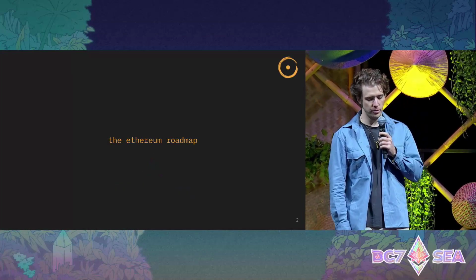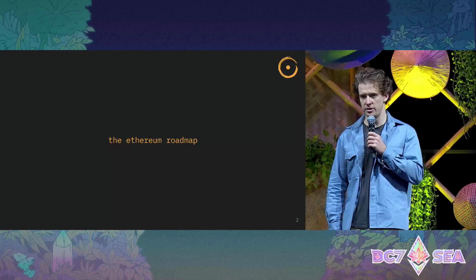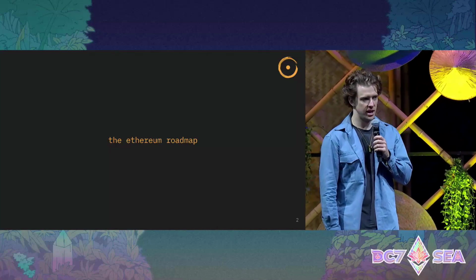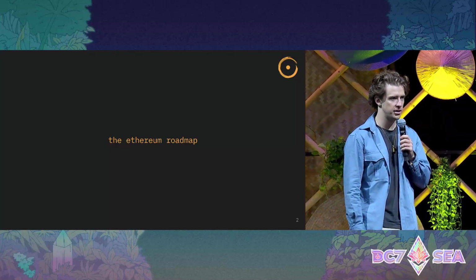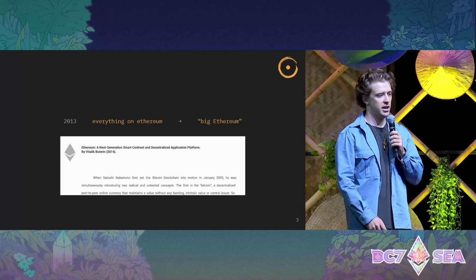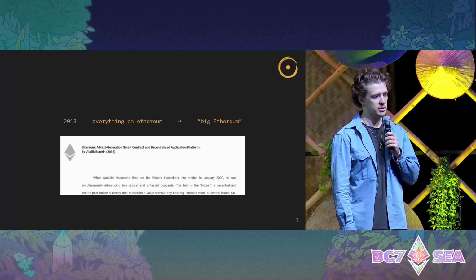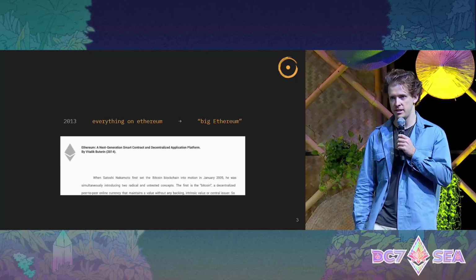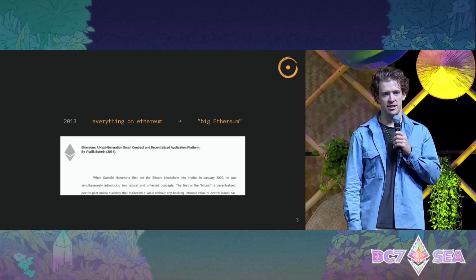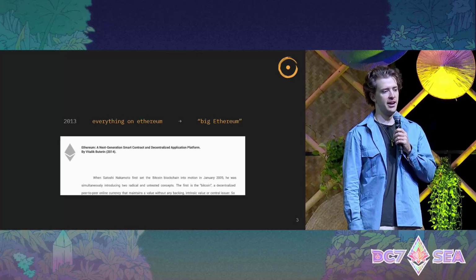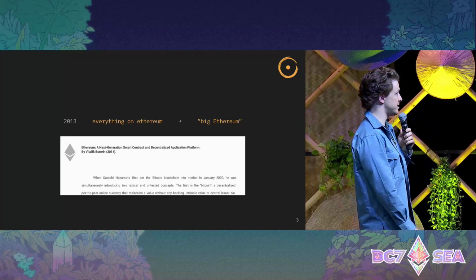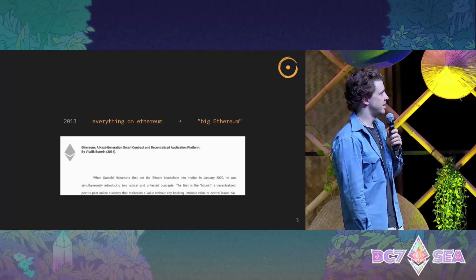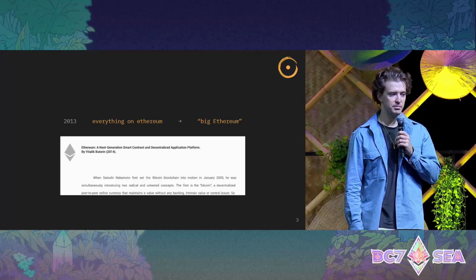To set the context, I want to go back into sort of what I would consider the main phases of Ethereum and the challenges that we've had to explore and face along the way. Initially, when Ethereum came out, the idea was that it would be the world computer: you would have a synchronous environment, there would be one blockchain, and you would put everything on it. And so I would term this the big Ethereum stage of Ethereum.